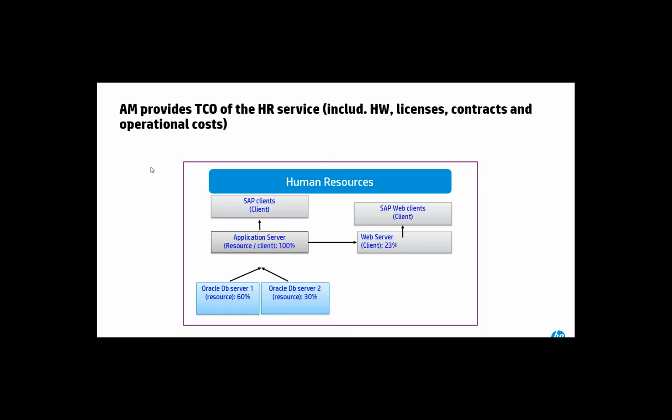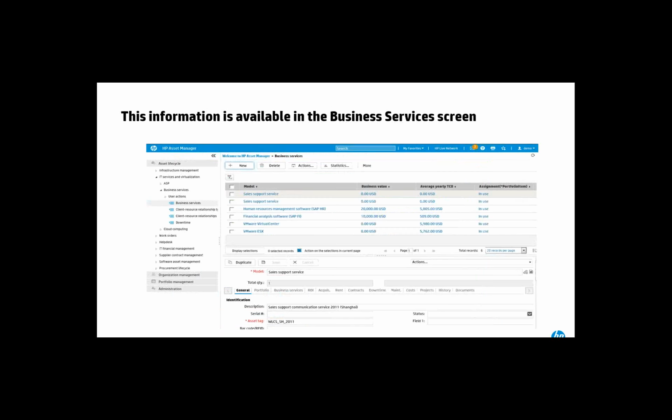Let me just flip on to the next slide. So if we look at this within the asset management UI here, once again, we have the ability to build out the business services. I talked about this earlier. You can import them automatically, or you can manually type these in. But within here, you have your different business service models. You have the values, showing the average yearly TCO for those. And you can see if they're in use or not in use at any given time.